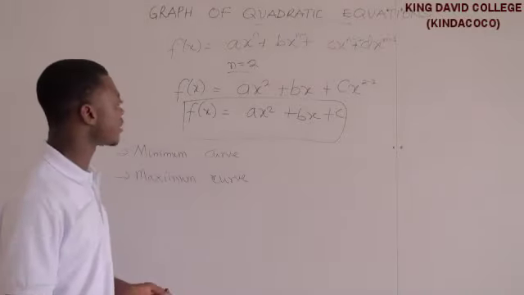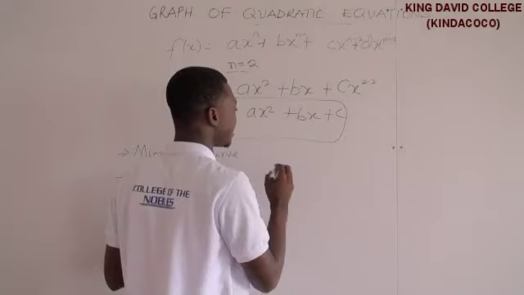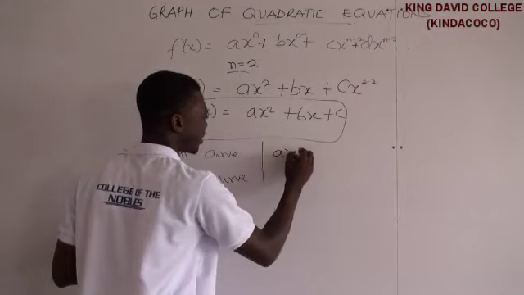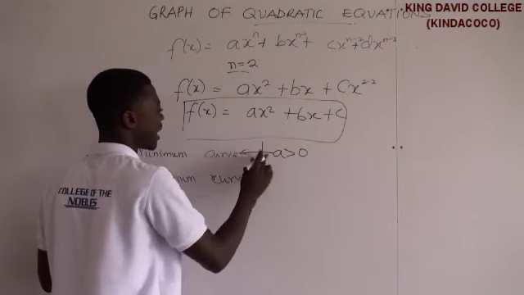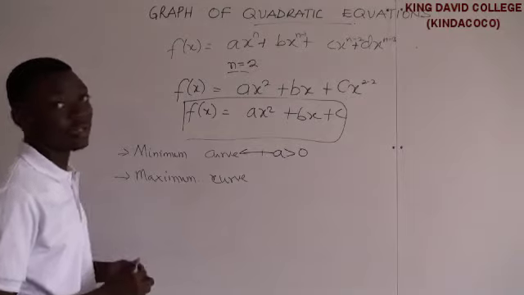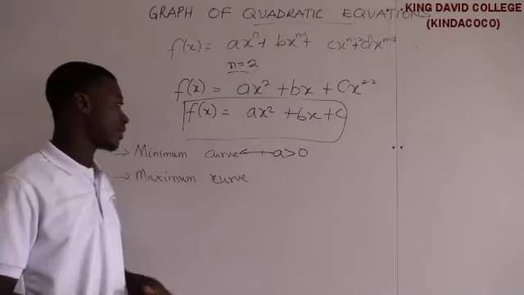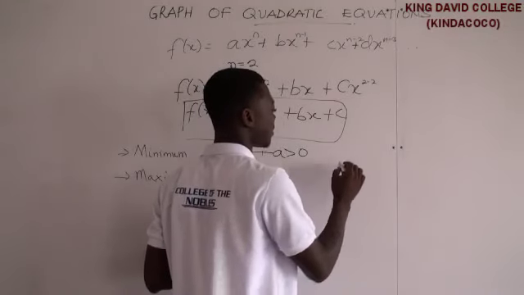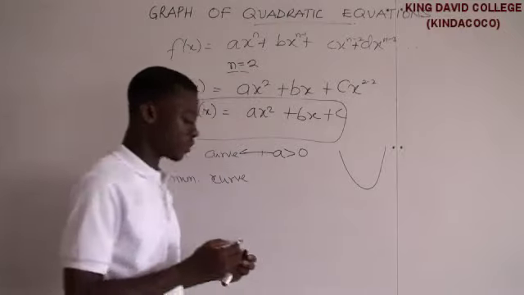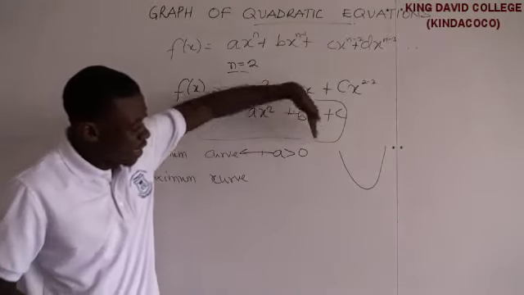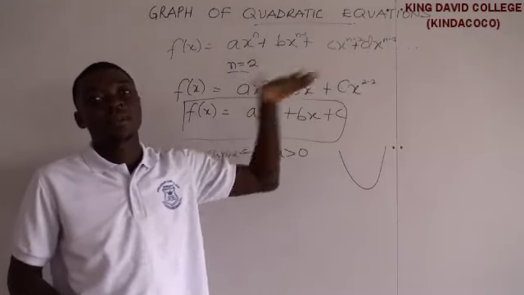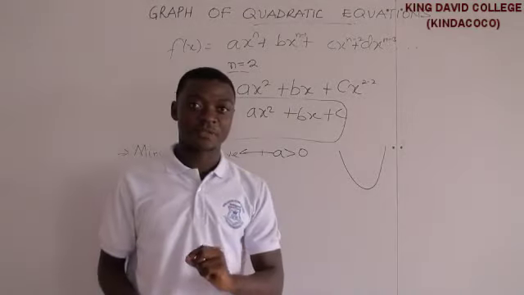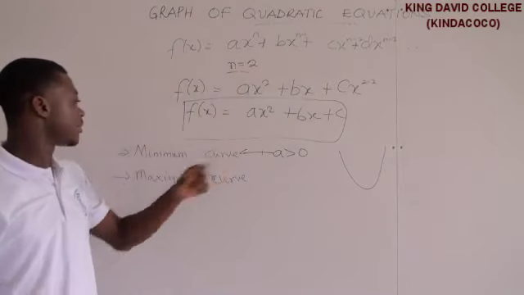Now, if the coefficient of the x squared, which is a, if a is positive, okay, if a is greater than 0, then you are going to straight ahead have a minimum curve. That means that the shape of the graph is going to look more like this. This is what we call a minimum curve. It goes down and then curves back. Okay, minimum. So that is when your coefficient of x squared here is positive. Then it's going to give you a minimum curve.